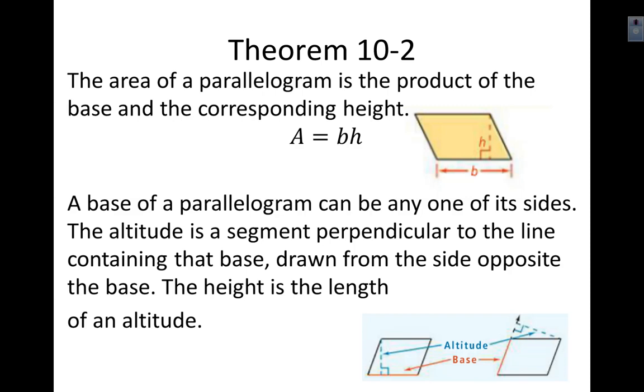The altitude is a segment of the perpendicular line containing the base, drawn from the side opposite the base. The height is the length of the altitude. So if this is our base, this is our height. If we rotate this around and this becomes our base, then this becomes our height. Here, we had to extend the base out to make sure we got our height.